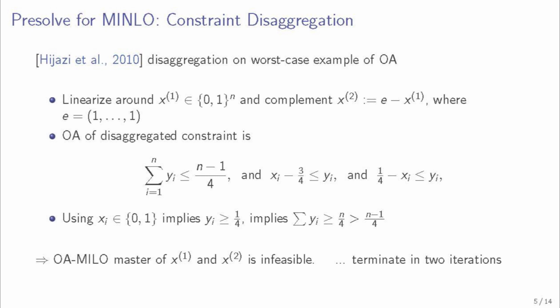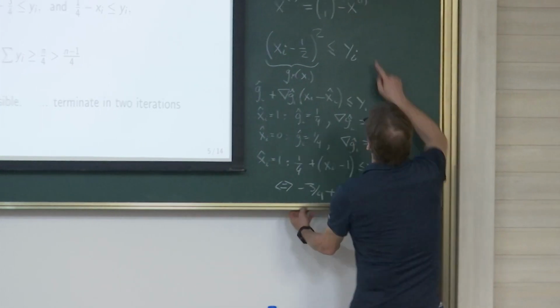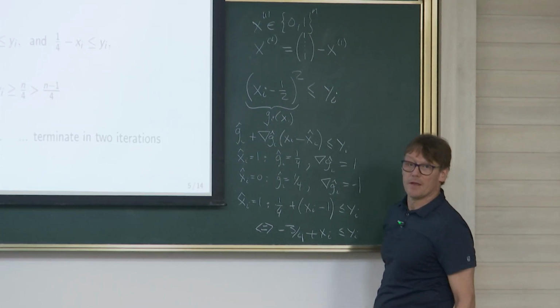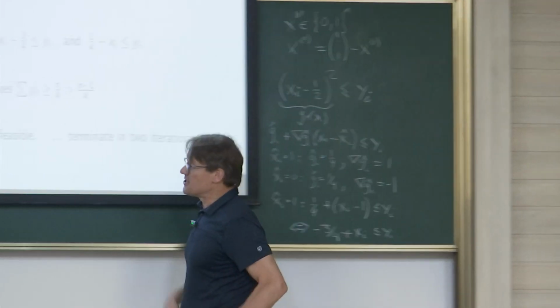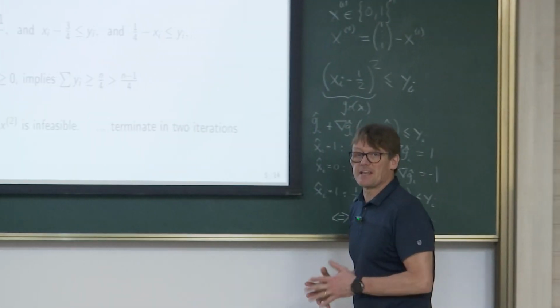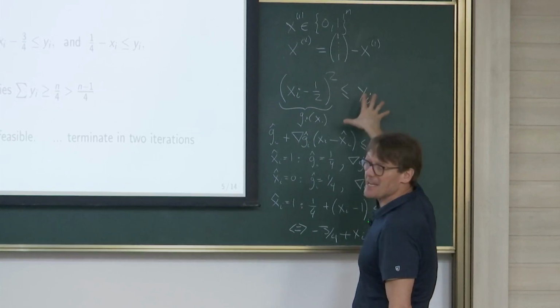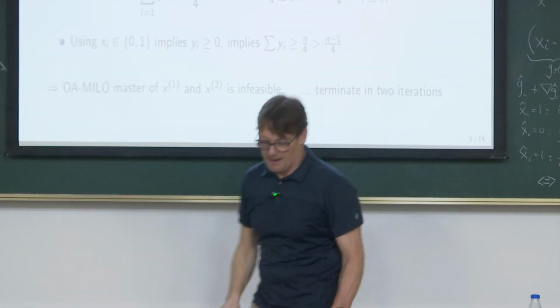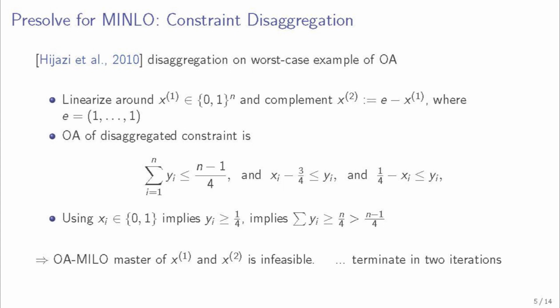So previously I needed 2 to the n cuts. Now I just need 2 special cuts. I need to have the cut around my point and then the complement of that point. And in general, that's maybe not obvious that you need to do that, but you can see that even if you don't do this, you will cut off a lot more points by choosing this disaggregation.